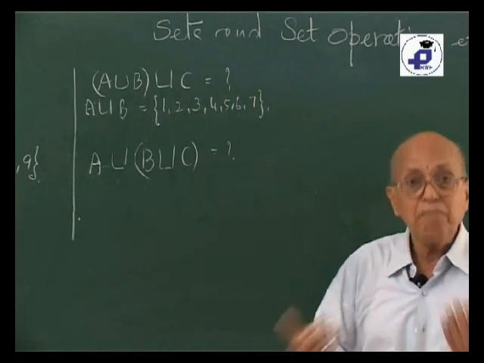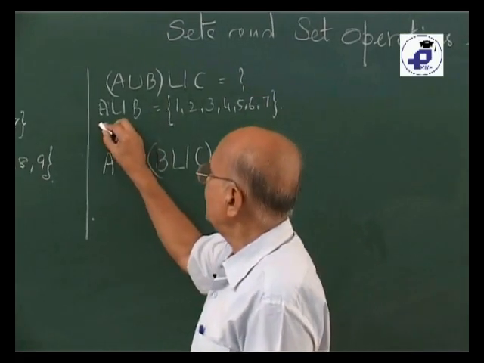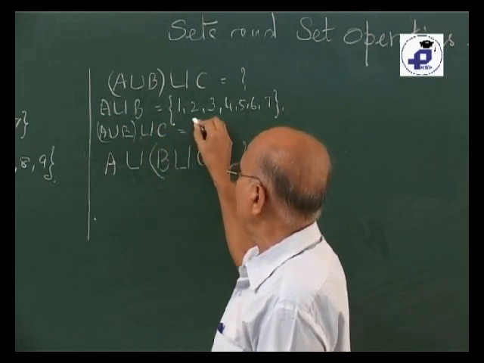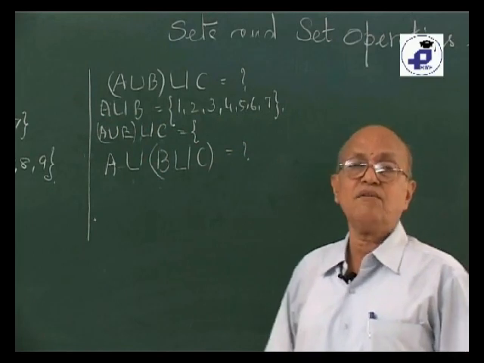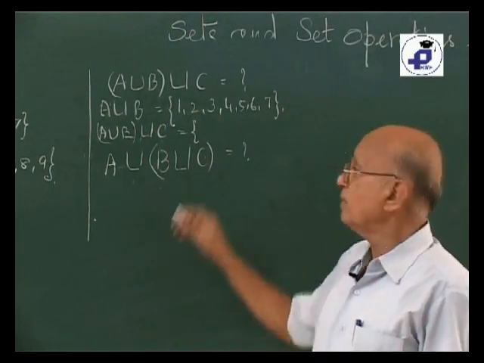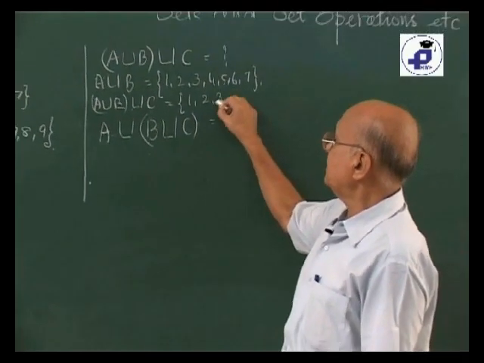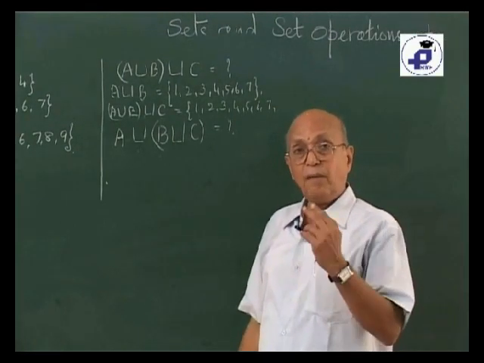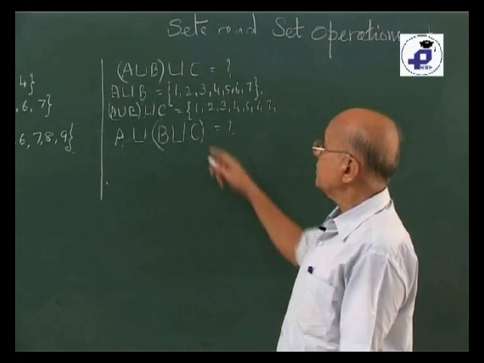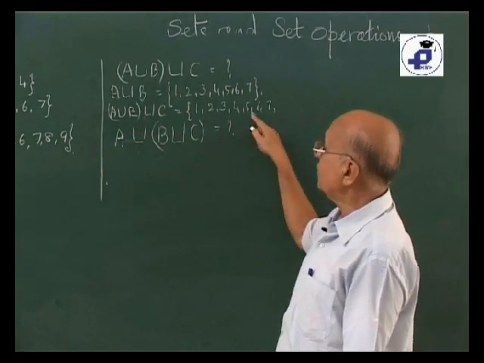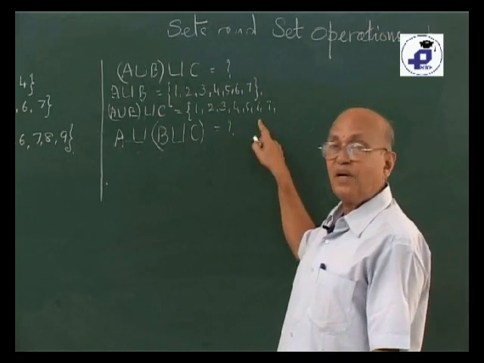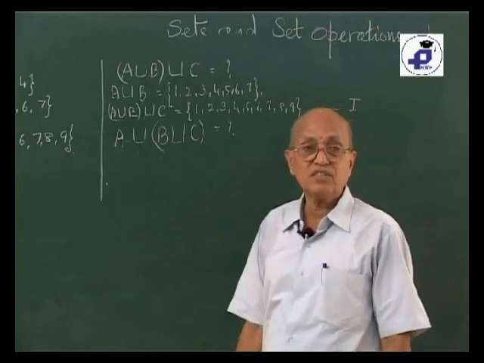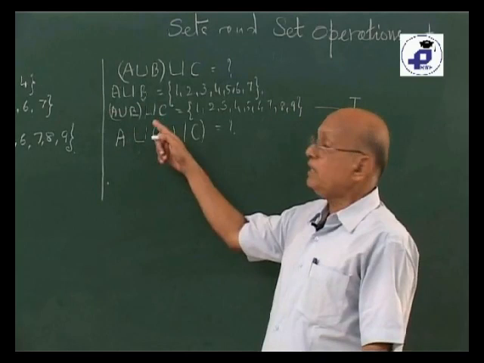And we are going to combine it with C. Therefore, (A union B) union C gives you, as I already told you, A union B, same, order is same, 3, 4, 5, 6, 7. And you are actually operating with C, the union. C has 4, 5, 6, 7 only here. So you have to write only 8 and 9. This is an important result. First result, that is (A union B) union C.